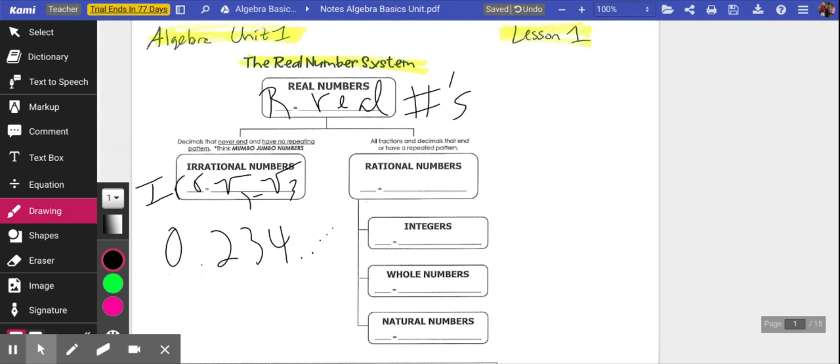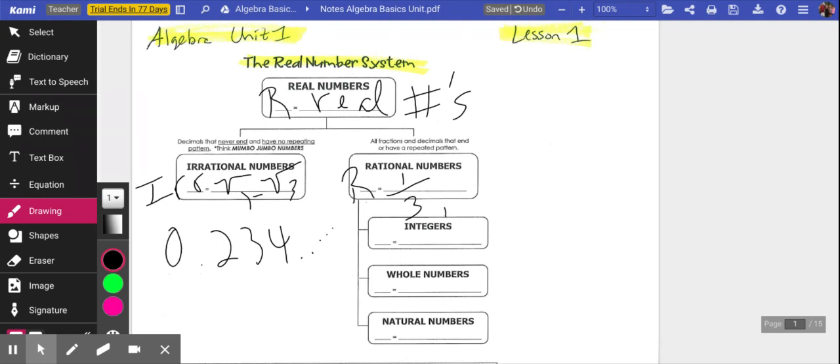Okay, and then the other set of numbers are these rational numbers. So those rational numbers, they all are fractions and decimals that end or have a repeated pattern. And so we abbreviate that with R. So for example, if you had the fraction 1/3, when you divide that, that's 0.3 repeating. And so that would be a rational number.